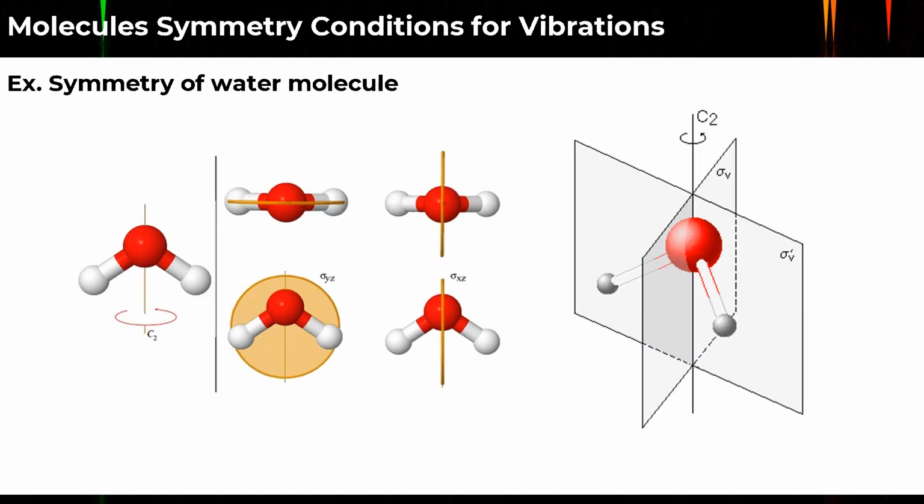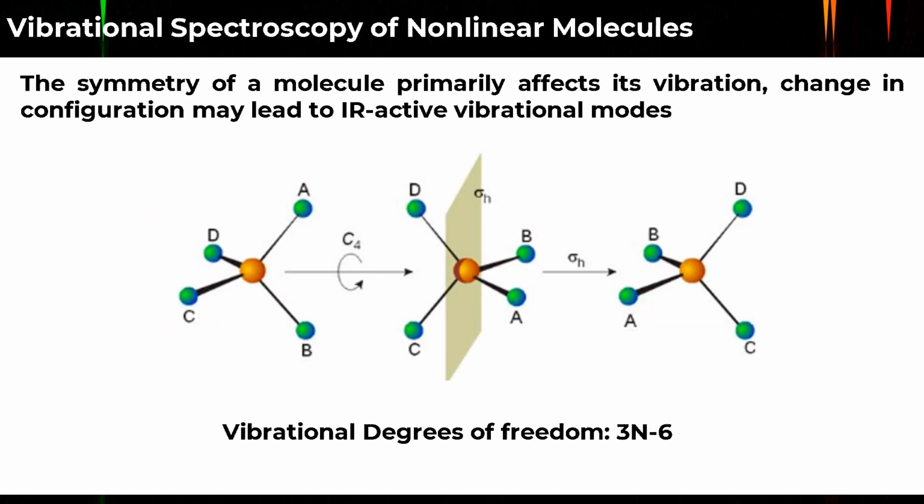We have here an example of a water molecule. It has an identity element E with a C2 rotation. It also has mirror planes both vertically and horizontally, which also equates to A1. We find that even if the molecule were to vibrate, it will still show the same symmetry, C2v. And from this, we can note that group theory is still applicable in describing the symmetry of vibrating molecules.